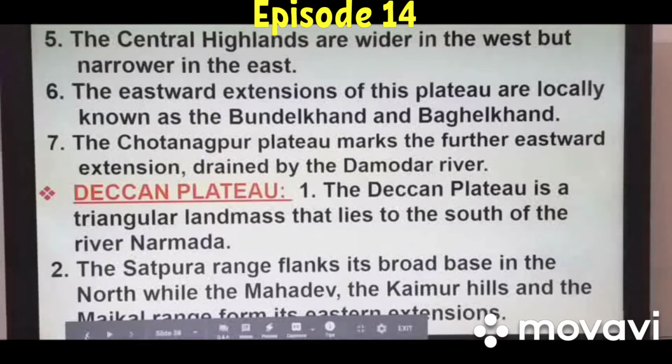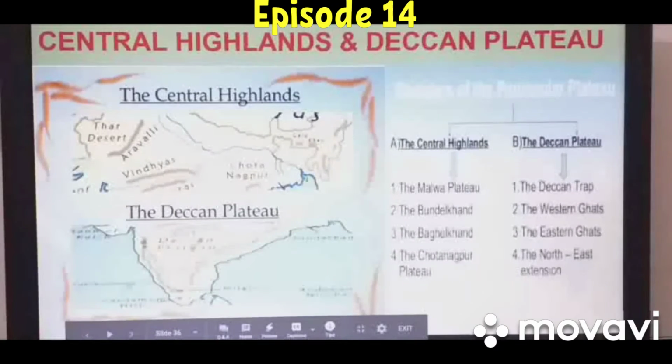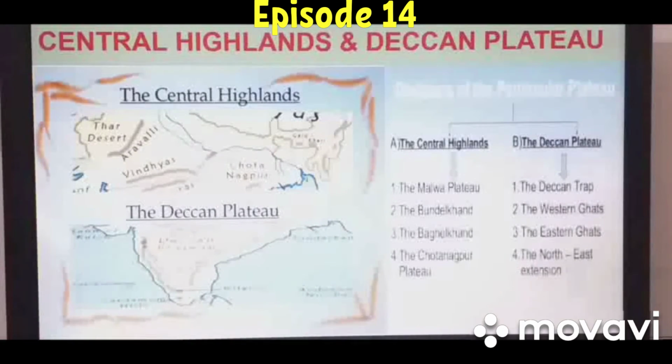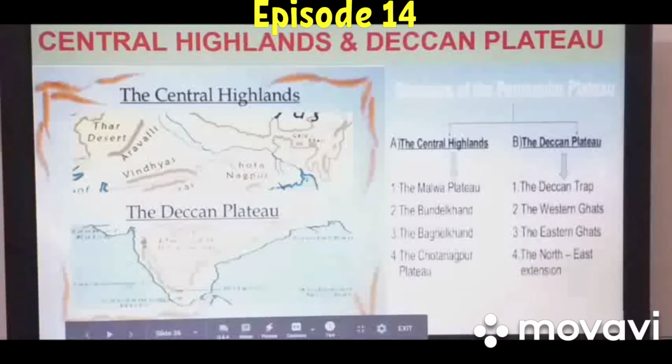I have shown the Chota Nagpur plateau here in this map. This is the Chota Nagpur plateau region. This is the further eastward extension of the central highland, and it is drained by river Damodar. River Damodar also originates from the central highlands, and a major area of the Jharkhand region is drained by Damodar river. Further it enters West Bengal, where it merges with river Ganga and drains its water into the Bay of Bengal. So this is the Chota Nagpur plateau region.